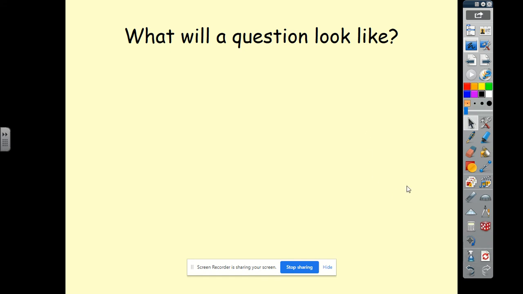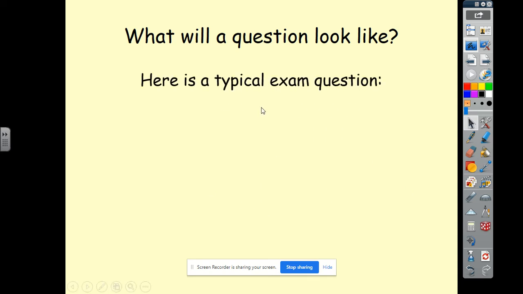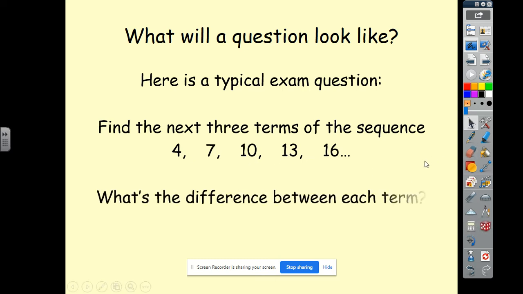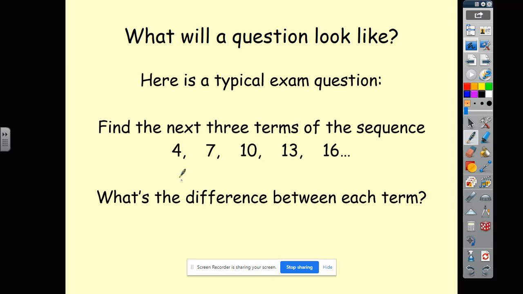So what would you expect a question to look like using a term-to-term rule? So this is a typical question from an exam. It's asking you to find the next 3 terms of this sequence here. So you've got 4, 7, 10, 13 and 16. Now there are 2 parts to this. Now the first part is you need to find out the difference between each term. So if we would ask for the term-to-term rule, we're looking at from one term to the next term. That would be your term-to-term rule.